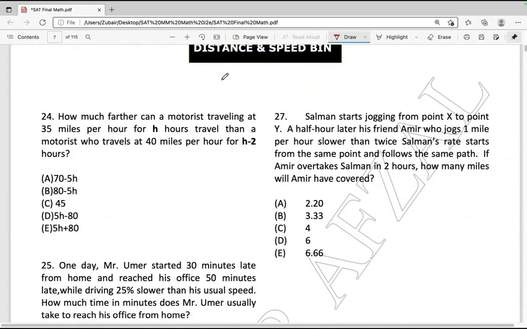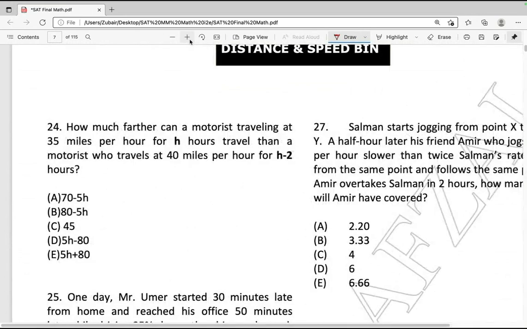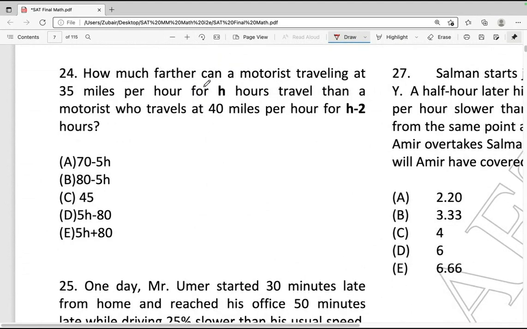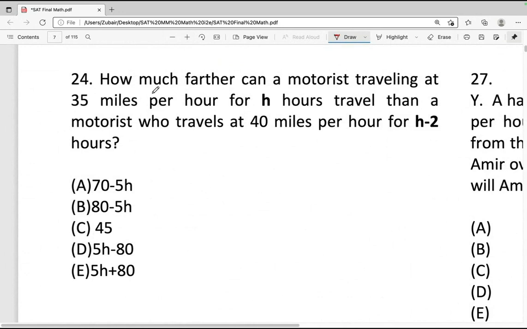Okay, now we try two more questions from this topic and then we'll jump on to the second one. Our target would be a minimum of two topics in every class. How much further can a motorist traveling at 35 miles an hour for each hour travel than a motorist who travels at 40 miles per hour for each hour minus 2 hours? Try this.